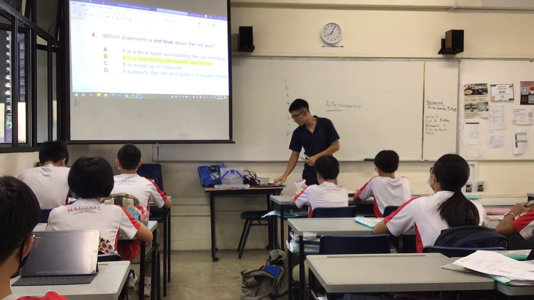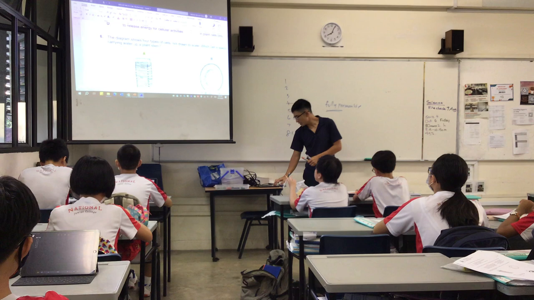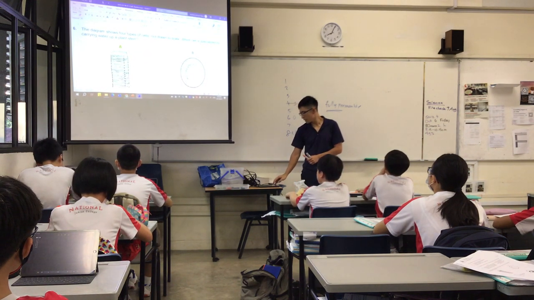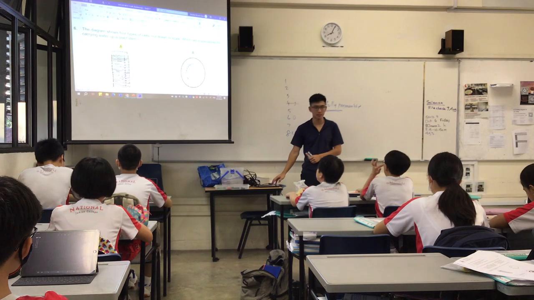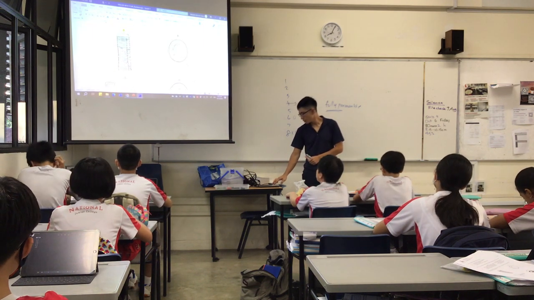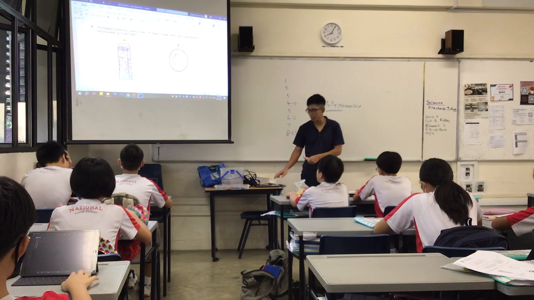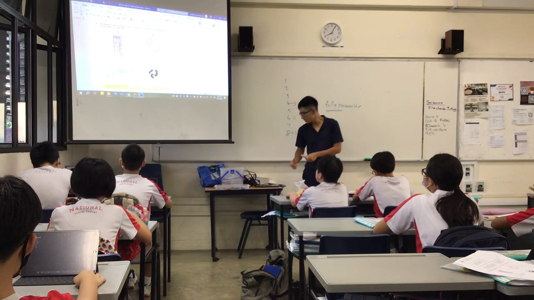Next, we go to question 6. Question 6 shows you 4 types of cells. They ask you which cell is specialized in carrying water in a plant's stem. So here we have 4 types of cells. What is each type of cell? Perhaps you want to label what each one is. So we look at A, B, C, and D.